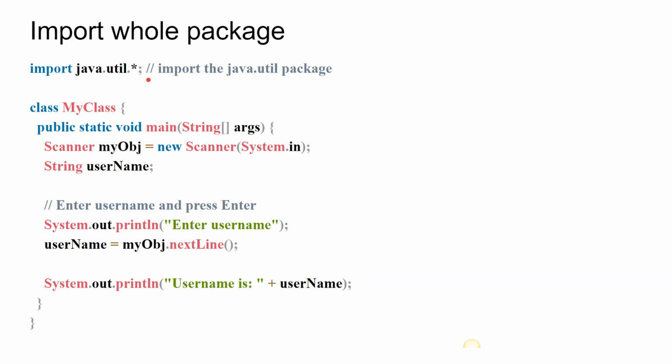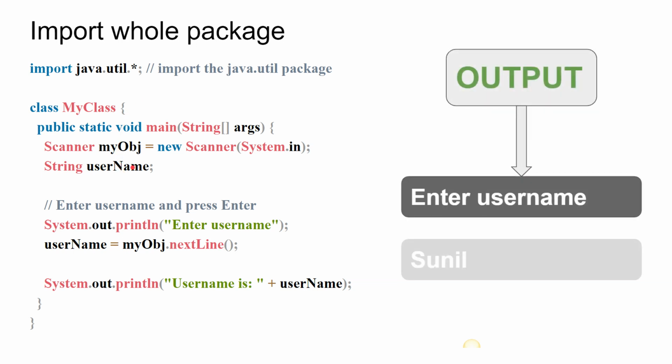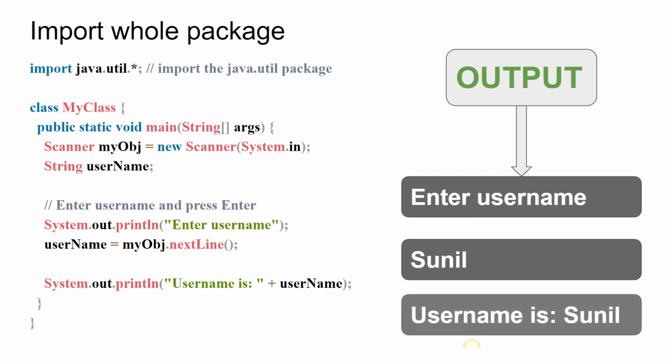When you use this star, it imports all the classes of the java.util package. Not only the Scanner class, it imports other classes also. So the output is similar to the previous one. Enter username, and the input is Sunil, and the output is: username is Sunil.